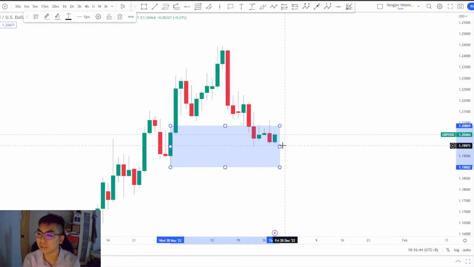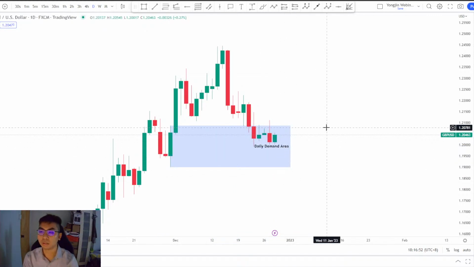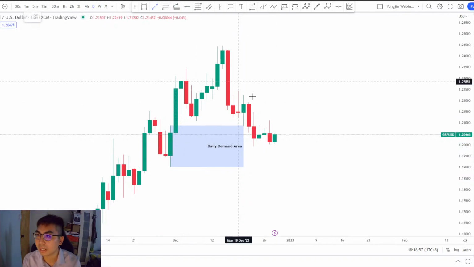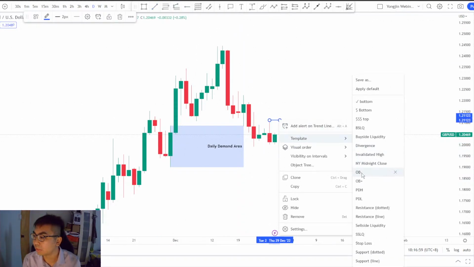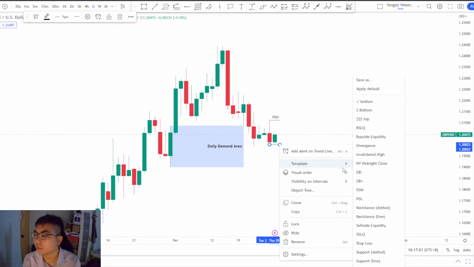So this is the daily demand area. Price is currently within that area. I'll just push it back out and start to label the previous daily high and the previous daily low.